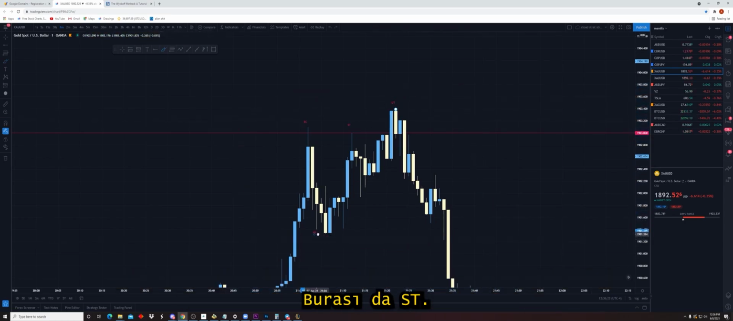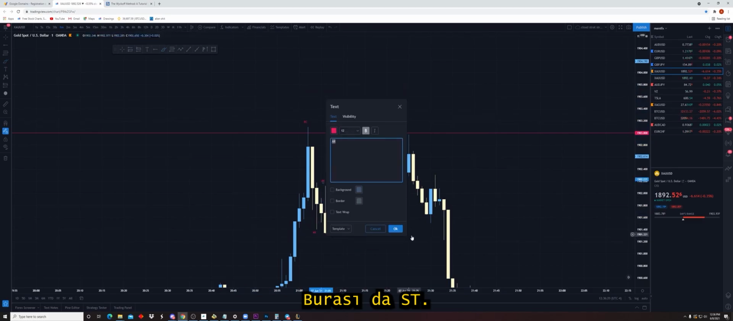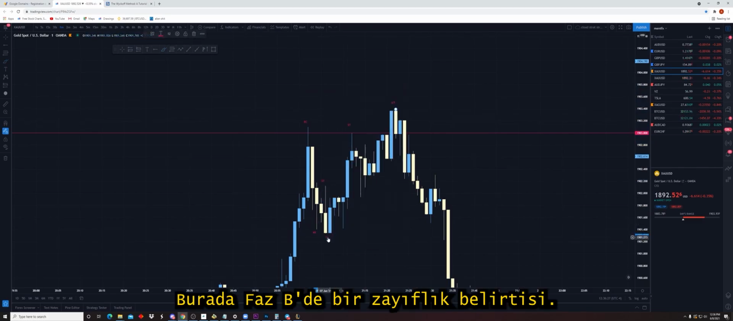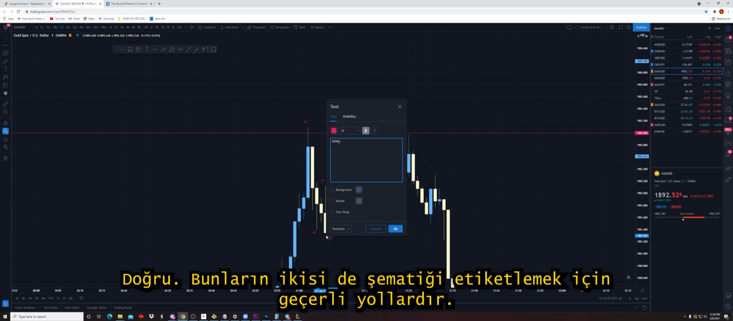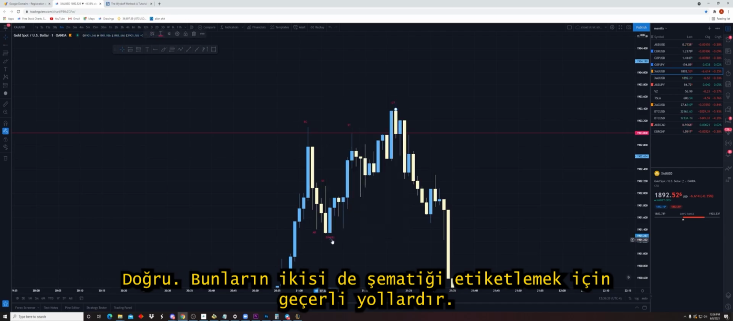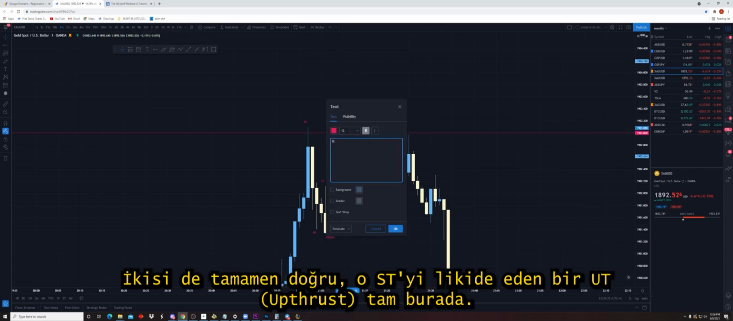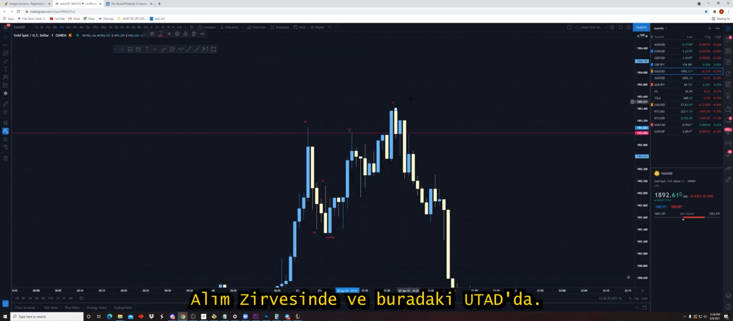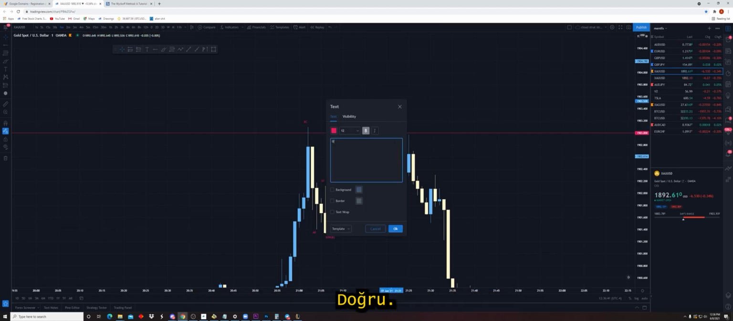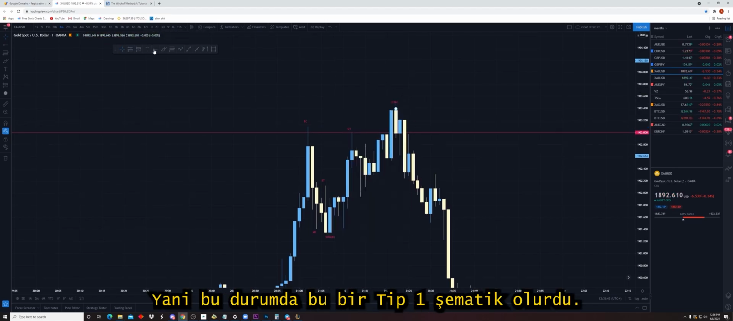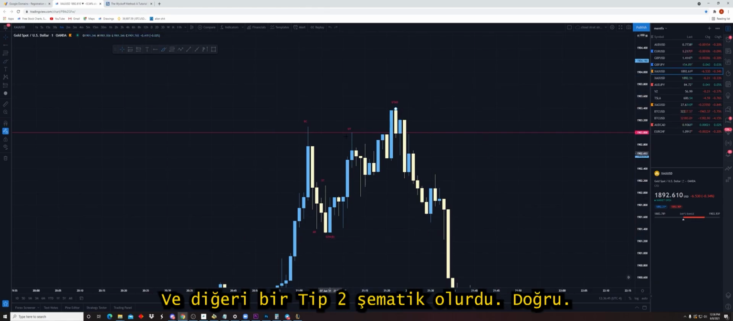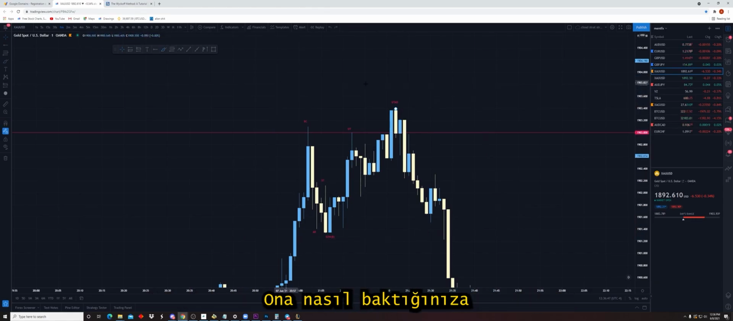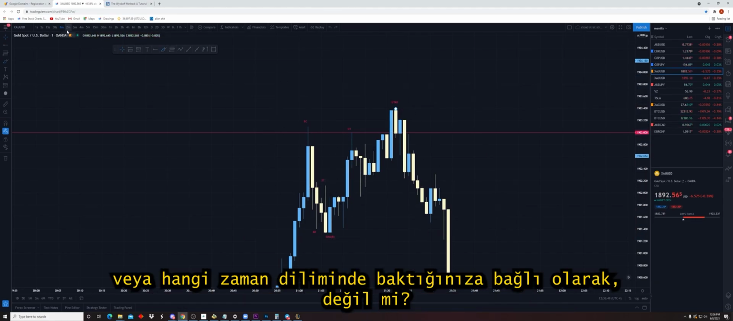So is this to the ST here, to a sign of weakness in phase B here? These are both valid ways to label the schematic. Both are fully correct. To a UT right here, liquidating that ST, and in this case, making more liquidity at the buying climax, and the UTAD up here. Both are perfectly valid. So in this case, this would be a type 1 schematic, and the other one would be a type 2 schematic, based on how you were looking at it or what time frame you were looking at it at.